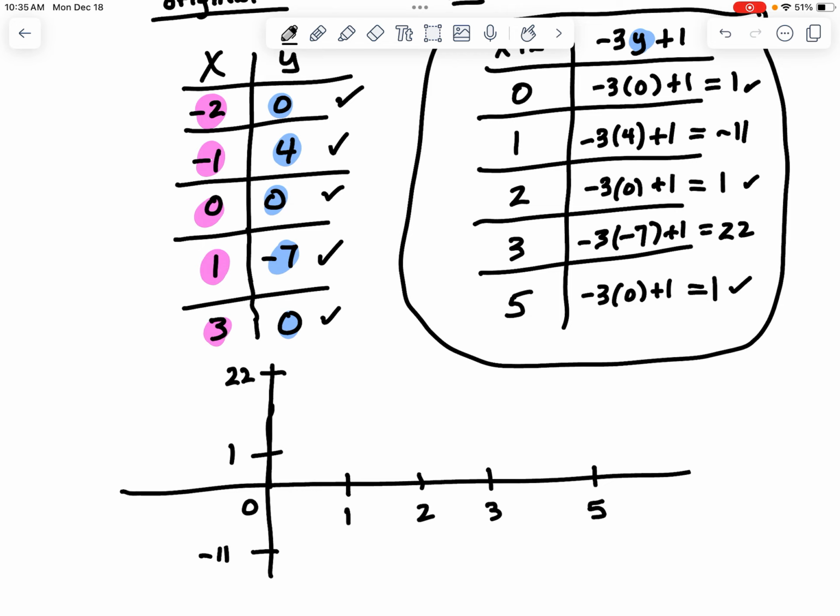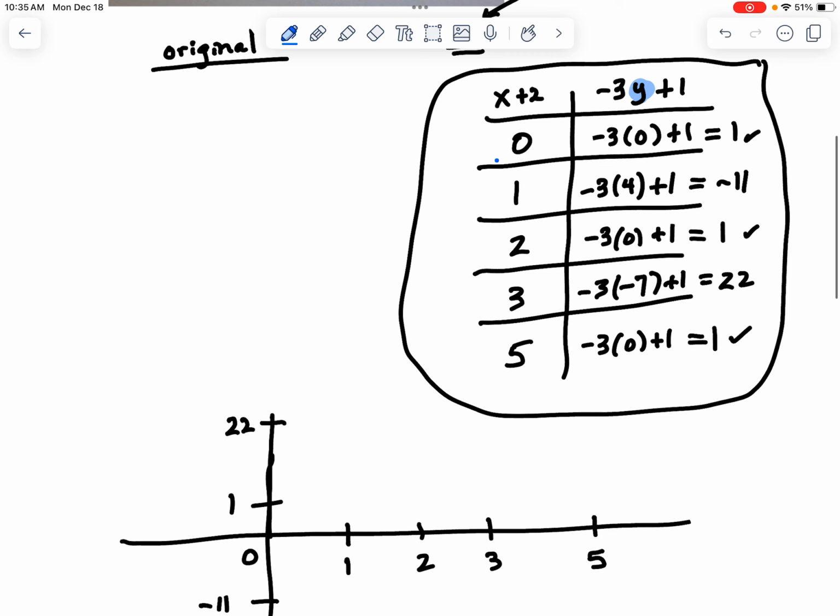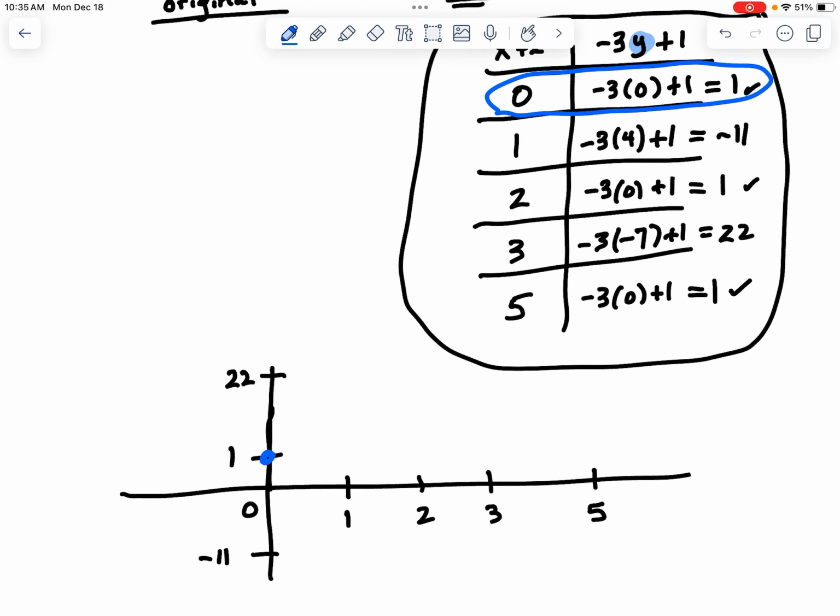Okay, so then let me just clean this up a little bit. I don't need this anymore. And then I can just concentrate on the graph, which I believe should be blue. All right. So the first point was 0, 1. So 0, 1 is right here. And the next one is go over to 1 and then down to -11.